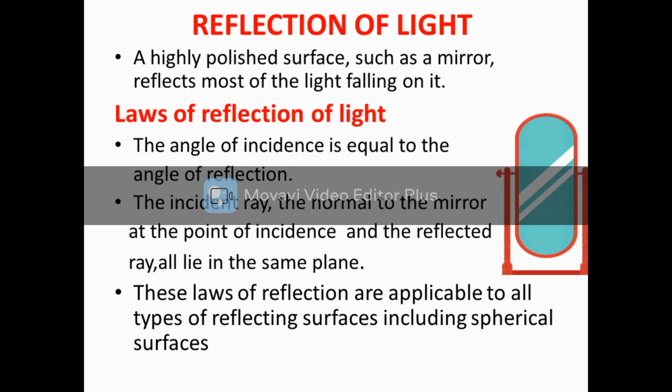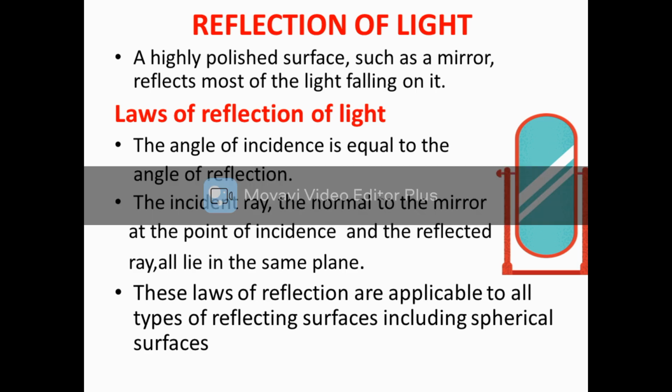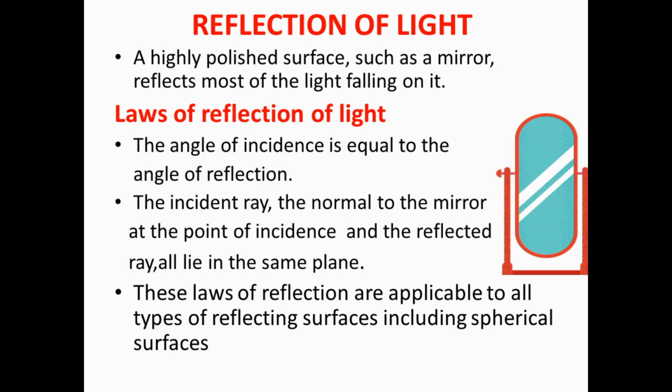Coming to our topic, what is reflection? Reflection means that when light falls on a polished surface like a mirror, it will be reflected, right? This is reflection, and it has some laws you already learned in earlier classes. The first law is that the angle of incidence is equal to the angle of reflection. The incident ray, the normal to the mirror at the point of incidence, and the reflected ray all lie in the same plane.